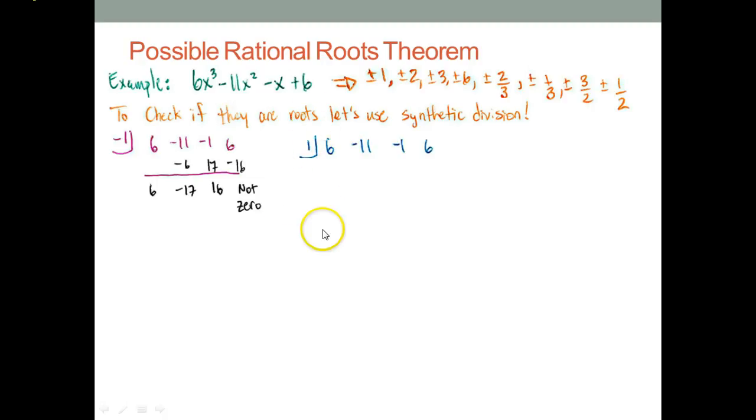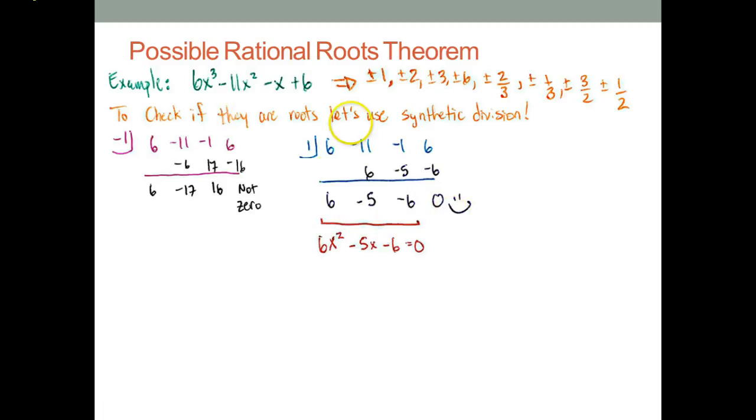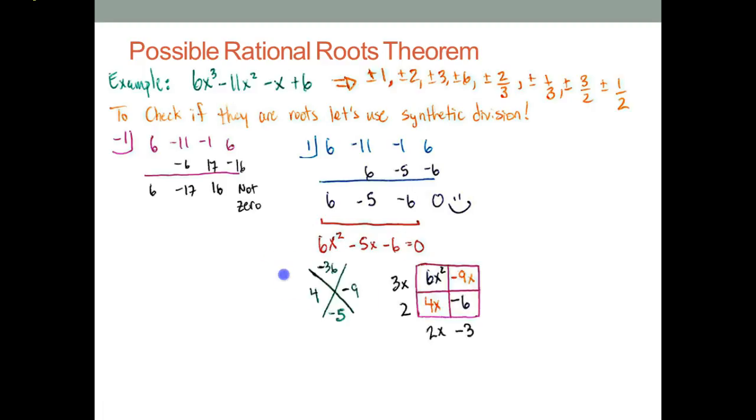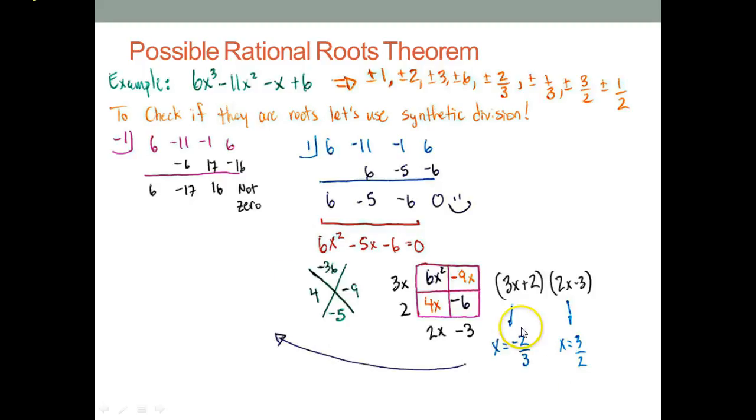If I check the number 1, again, I set up synthetic division, bring down the 6, multiply 1 times 6, and then add, so I have -5. Multiply, and then add, so I have -6. Of course, now, if I multiply and add, then great, I actually have a 0. And these are coefficients, and if I wanted to find the other zeros, I can use the X box and factor and use the zero product property to see that they are going to be -2/3 and 3/2. So the zeros are 1, -2/3, and 3/2.